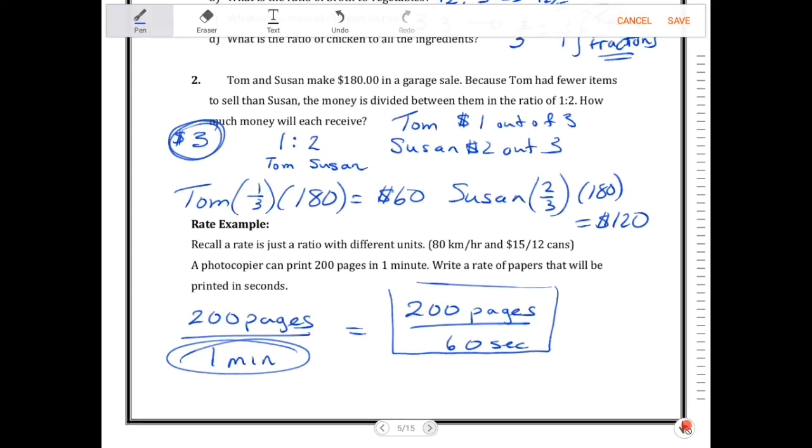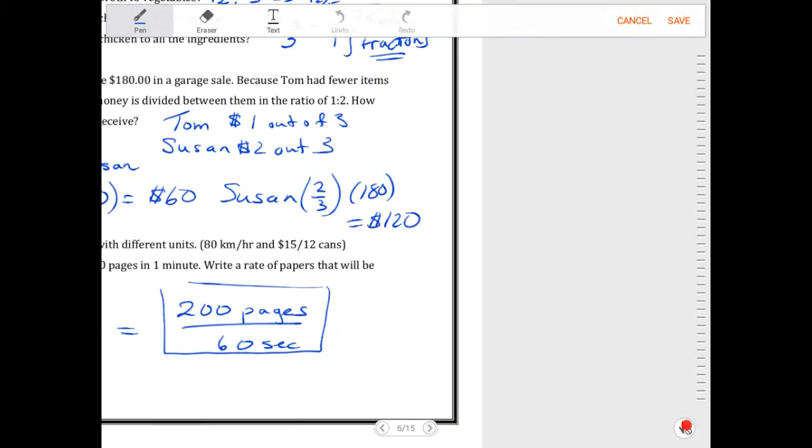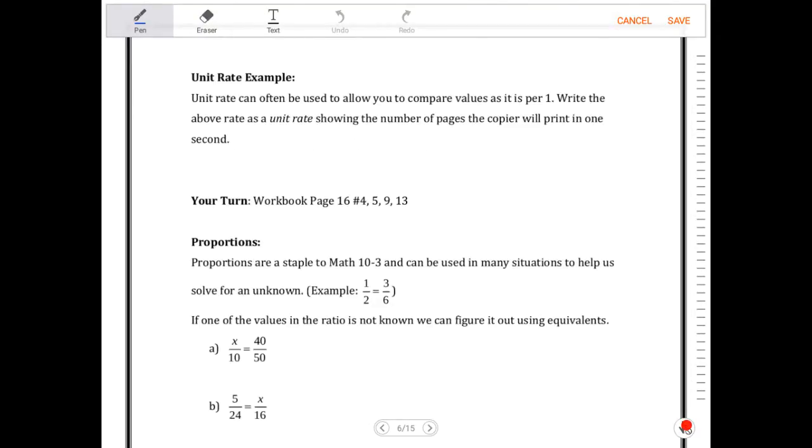Okay. Now, if we take this a step further, we're going to get to a unit rate example. The unit rate can often be used to allow you to compare values out of 1. We talked about this. So now it says, what is the unit rate for number of pages a copier will print in 1 second? Now you see, what we have is 200 pages in 60 seconds. But for a unit rate, we want to know how many are going to be printed in 1 second.